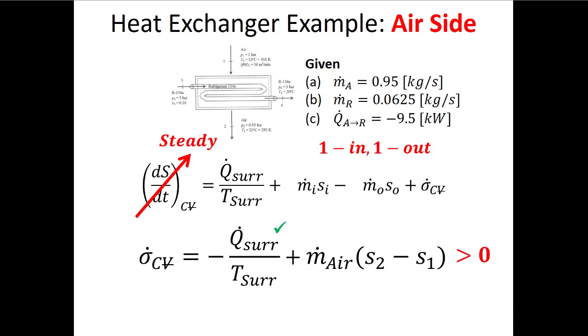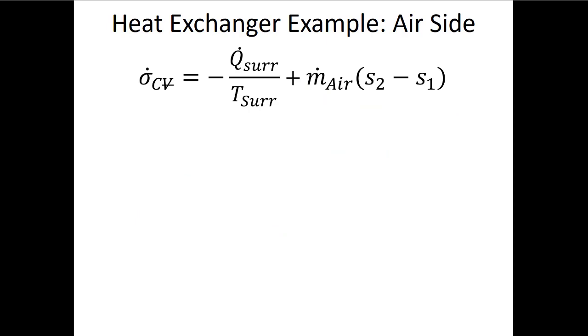I know the heat transfer. I know the temperature of the surroundings, or the temperature outside of my control volume. In this case, we're on the air side, so what's the temperature of the refrigerant? I know the mass flow rate of air, and I know S2 minus S1, because I worked that out already. I worked it out with constant specific heat and with variable specific heat, and I saw that the answers were pretty close to being the same.